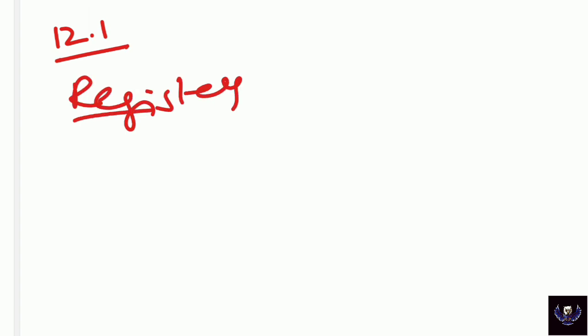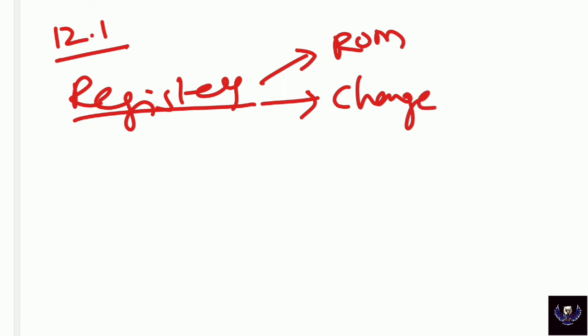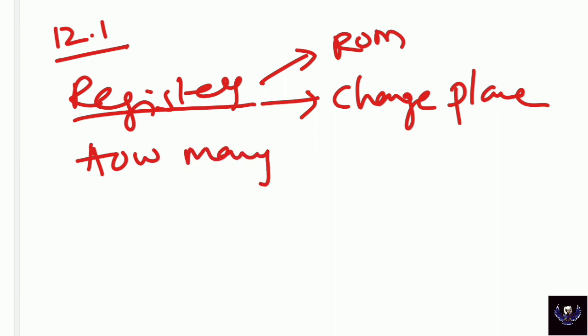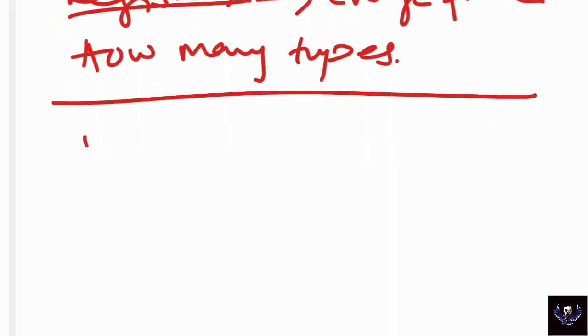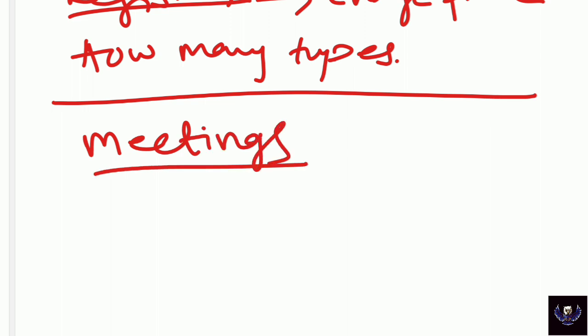Then we are going for the last and important topic in 12.1. It is regarding registers. When you talk about the register, where you can keep the register of members, how to change the place of register of members, and how many types of registers shall be maintained. This has to be seen. Then again, we are having another important topic in it, meetings. Meetings have to be seen.